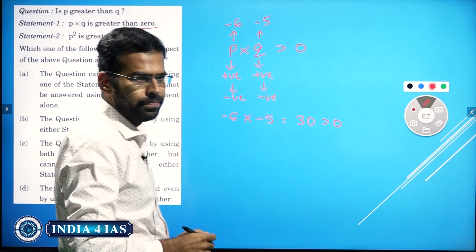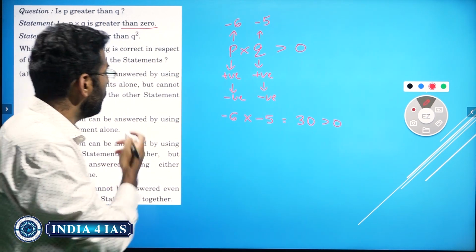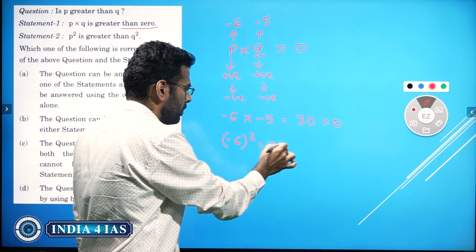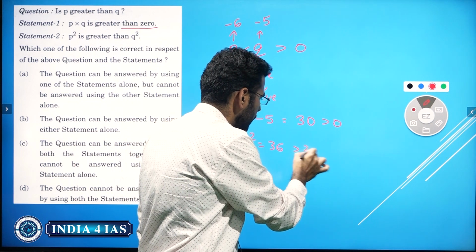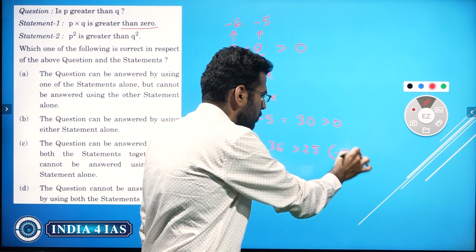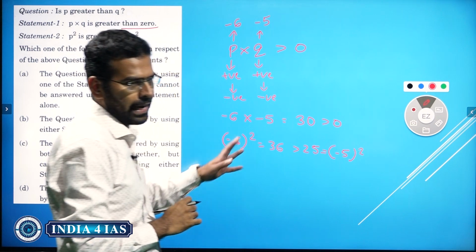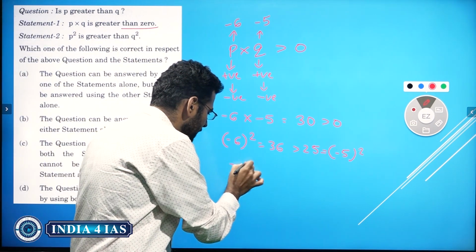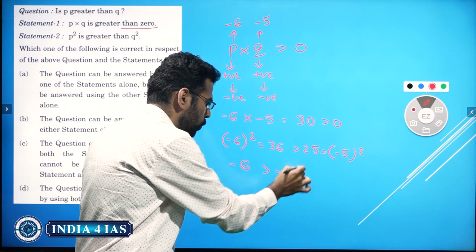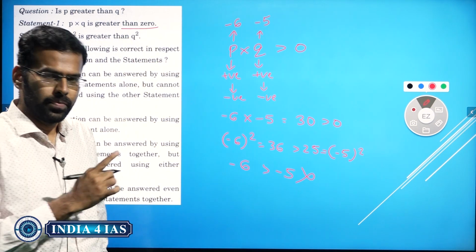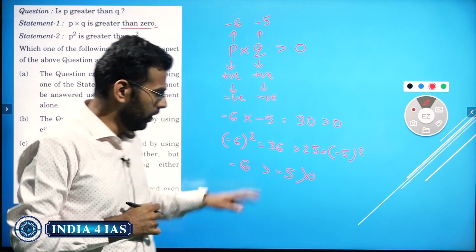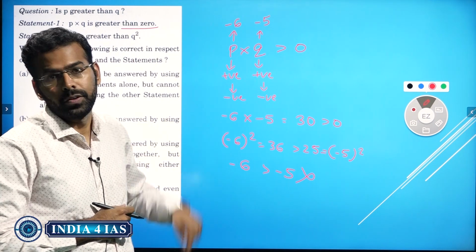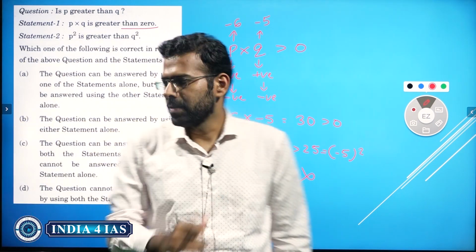Yes, absolutely. Now what about the second statement? P square, minus 6 square, is 36. This is definitely greater than 25, which is minus 5 square. Correct? Yes, the second is also right. But is P greater than Q? Is minus 6 greater than minus 5? No, because minus 6 is less than minus 5. So here you cannot say exactly that P is greater than Q. That's why the answer is D.